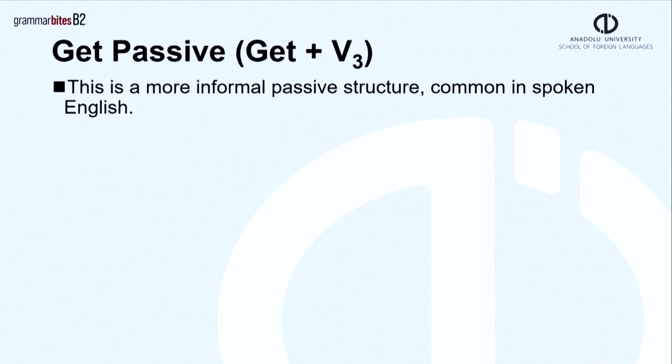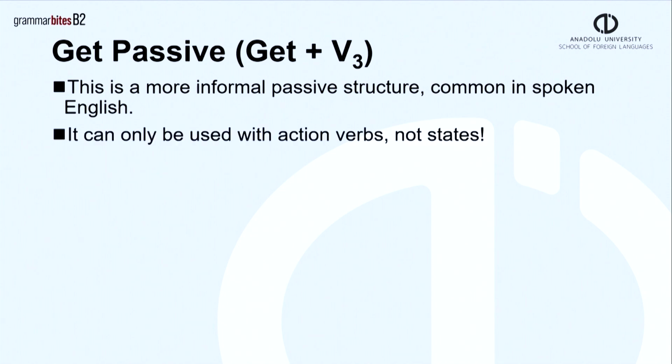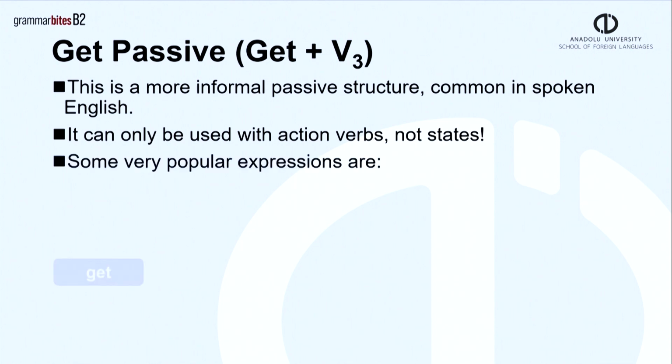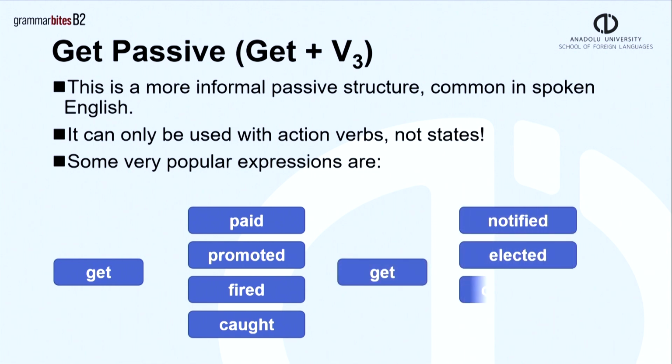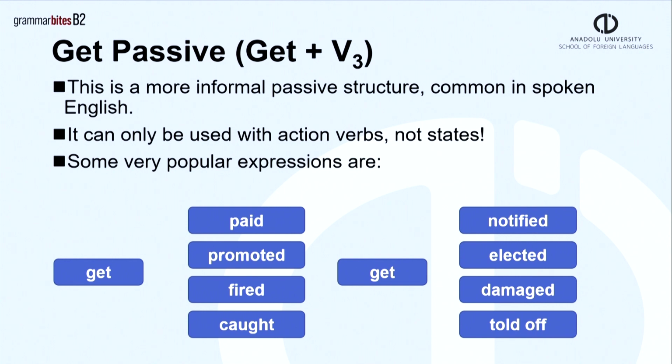A more informal passive structure is the get passive, which uses the verb get plus the third form of the verb. But this can only be used with action verbs, not states. Some popular get passive structures are get paid, get promoted, get fired, get caught, get notified, get elected, get damaged, or get told off.